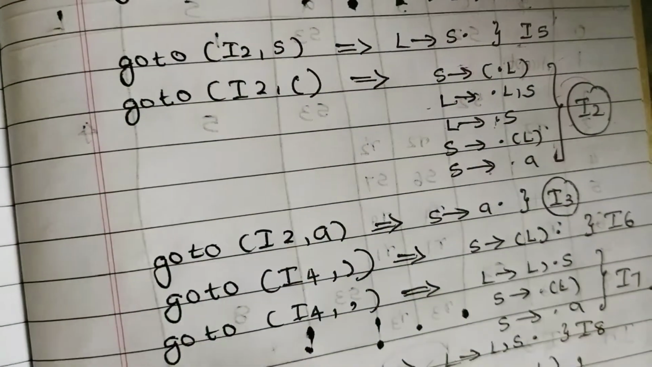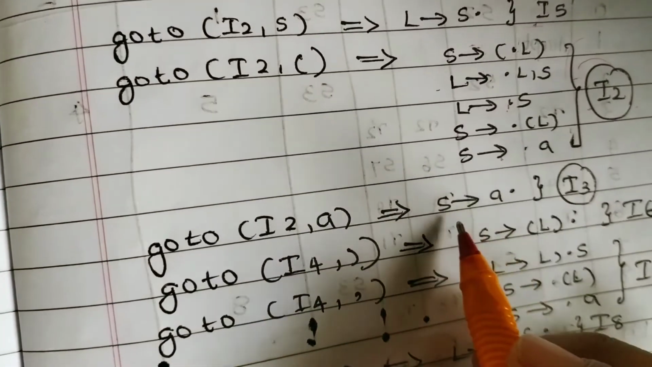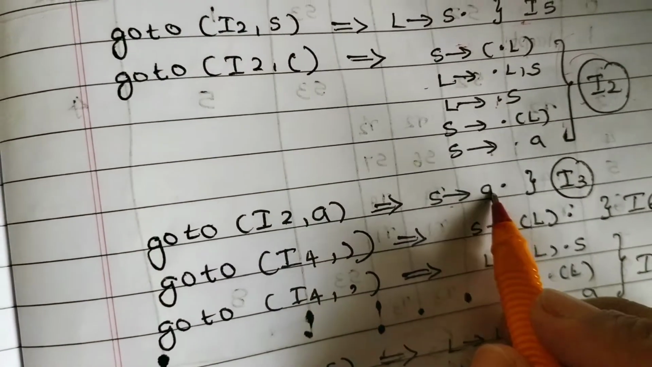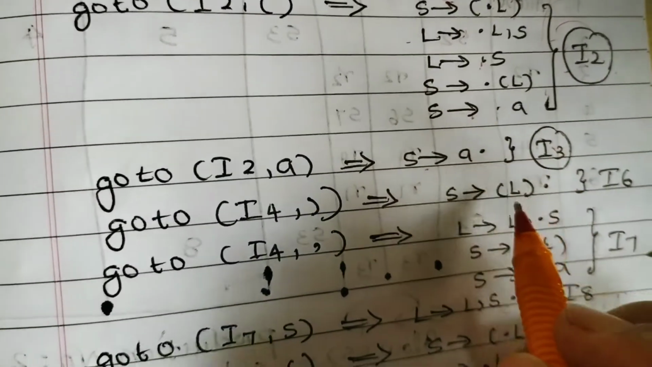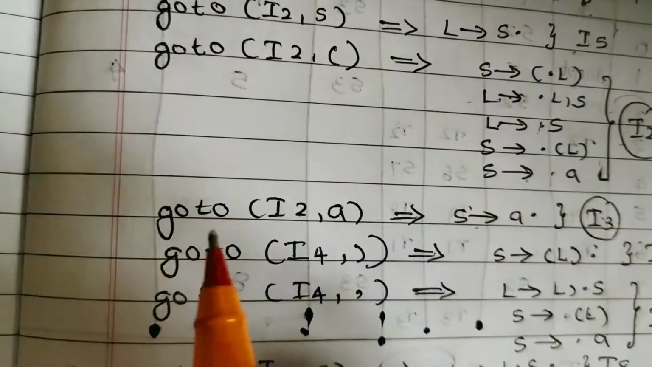Okay. In I2 another production is also there, A. So I2 on A you are again parsing. So S tends to A dot, that is also repeating, so you are giving it as I3. Okay, so that's over from I2.